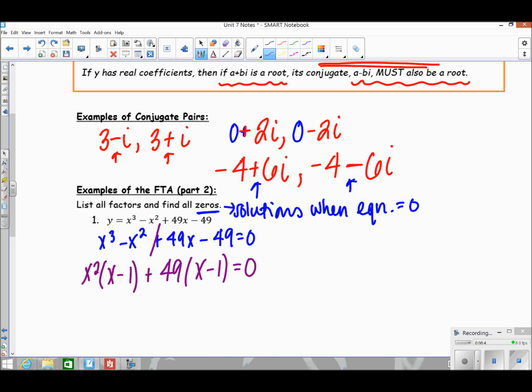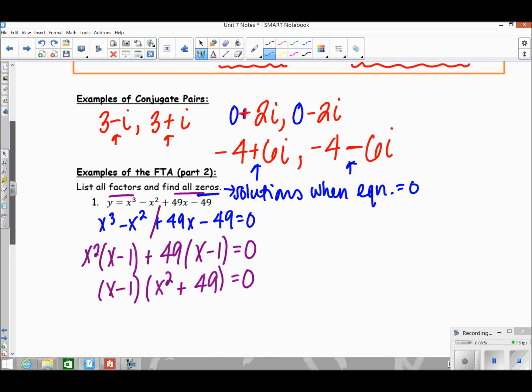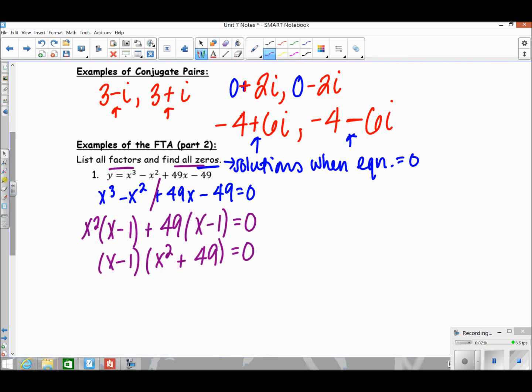And then from there, I'm going to have x minus 1 times x squared plus 49 equals 0. Now, the question asks us to find all the factors and all the zeros. I'm going to get the zeros first, and then I'll worry about the factors.